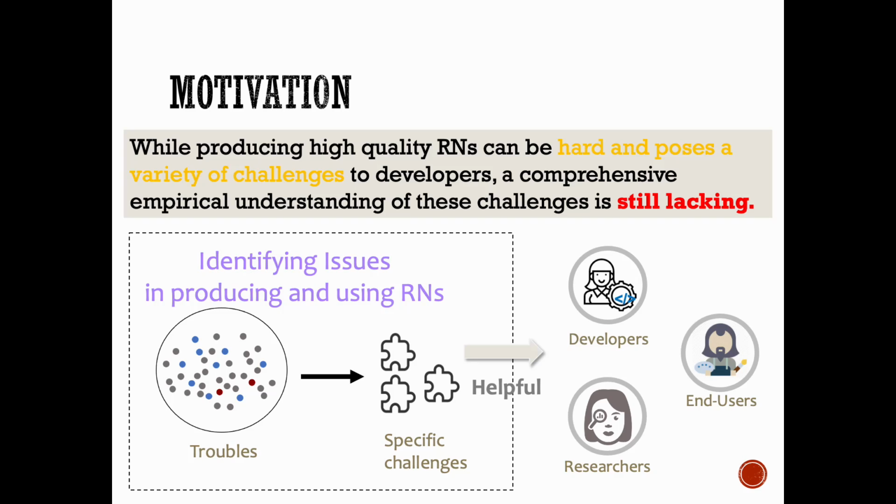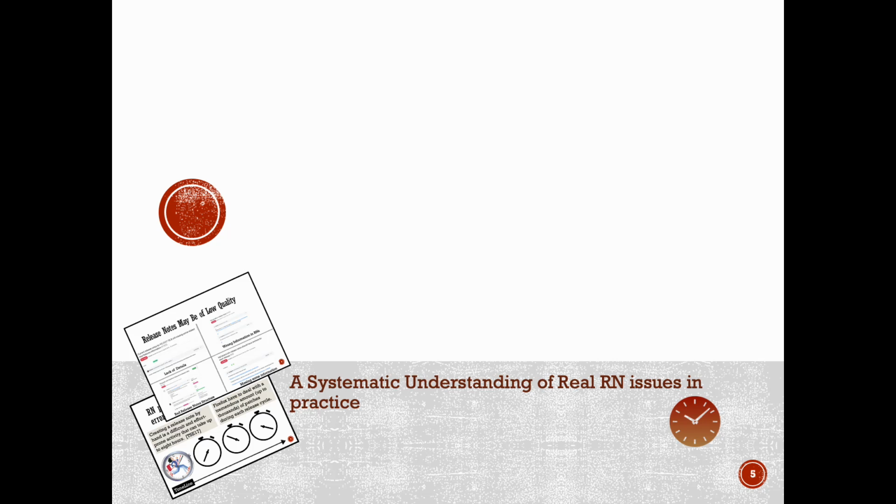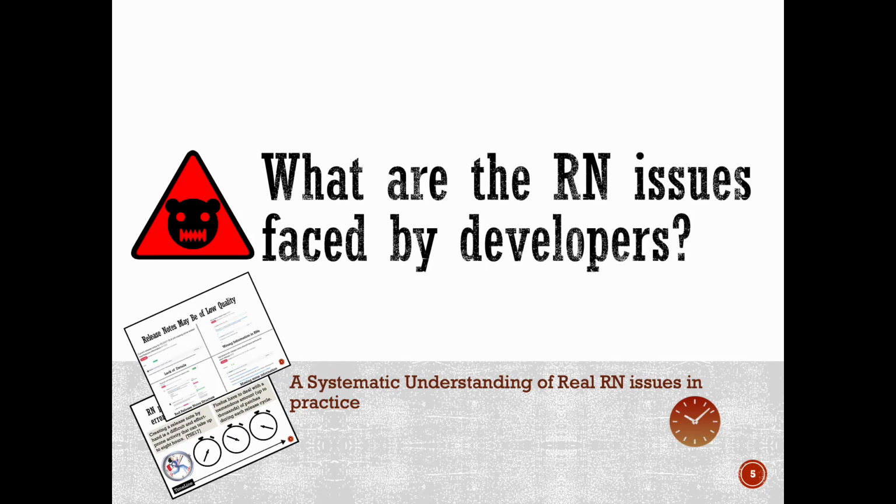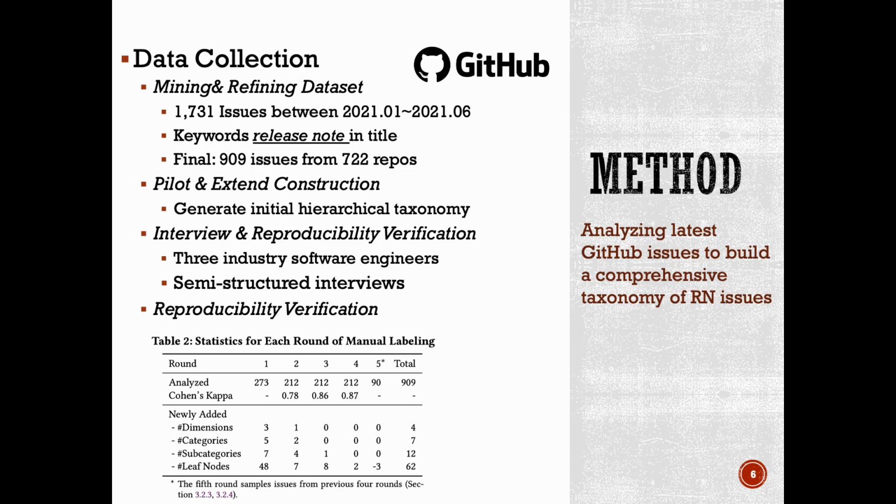Such understanding can help formulate best practices and reveal important future research directions for automating and regulating release note production. Therefore, to bridge the knowledge gap, we ask the following research question. What are the release note issues fixed by developers? We collect all GitHub issues containing release note keywords between January 2020 and June 2020.